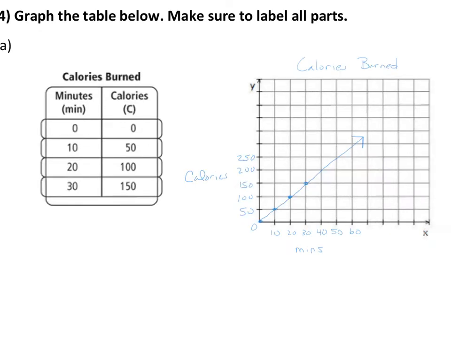Okay, so here you're looking at, I basically just took this and transferred it over. Got minutes, make sure you labeled. All right, calories right here, and then I just went up by the 50s. And then make sure to give it a title. I just wanted to review the graphing with you just to make sure you remember labeling everything, okay?